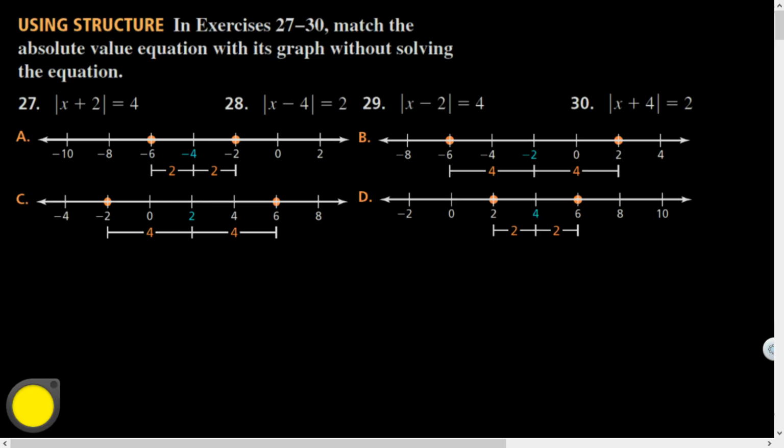We were talking about solving absolute value equations and graphing absolute value equations on a number line, and here's the question from last night. It says, match the absolute value equation with its graph without solving the equation.